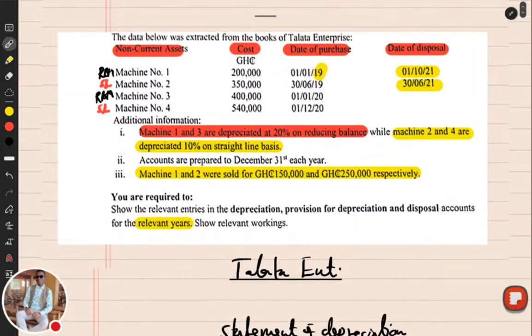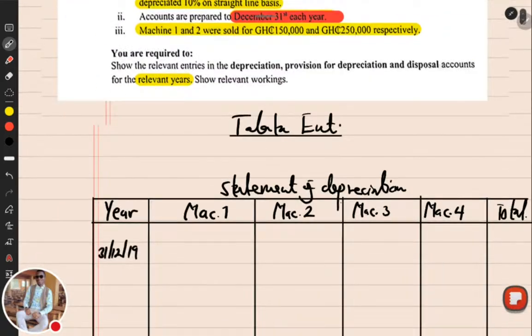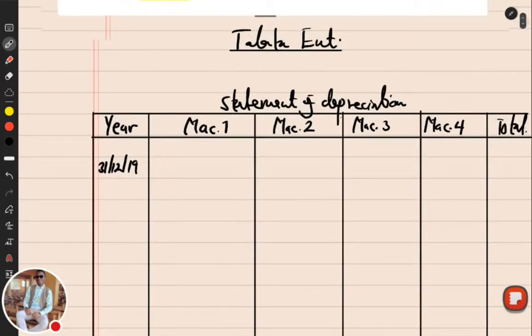Go back to the information. So realize that machine 1, the cost was 200,000 and it was bought on 1st January 2019. And we have been told that the company financial year ends on December 31. That is when the company financial year ends. So that's what we're going to provide in our depreciation.